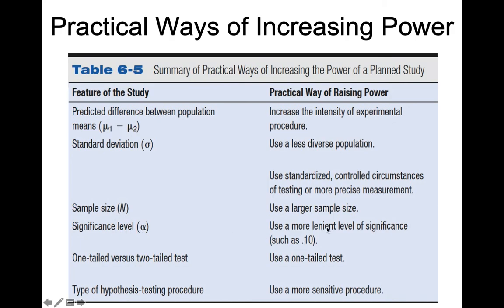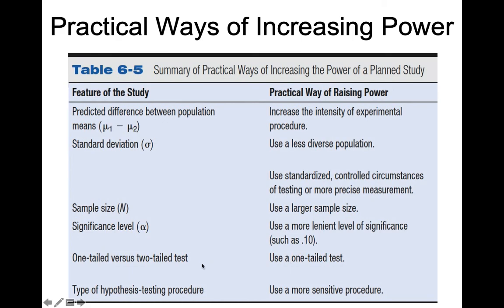Significance level: you can use a much more lenient level of statistical significance. By convention we use 0.05, but you could be even more lenient. If you want more power, go more lenient than the convention. More stringent, going to an alpha of 0.01, makes things harder on yourself.